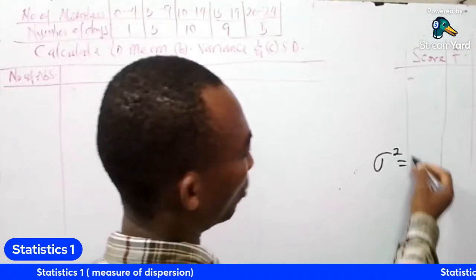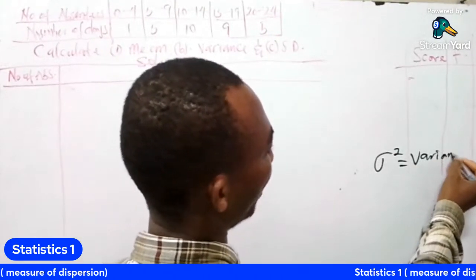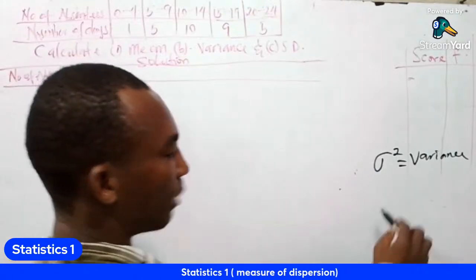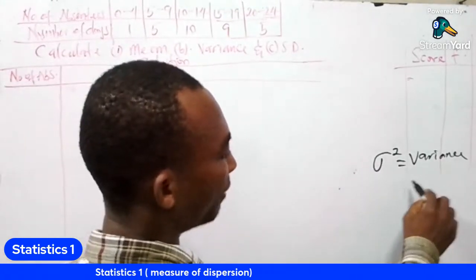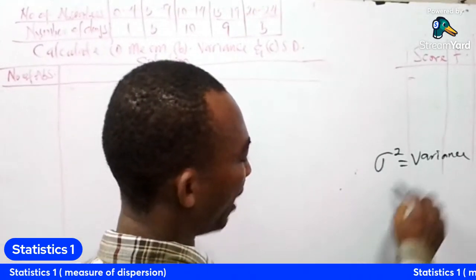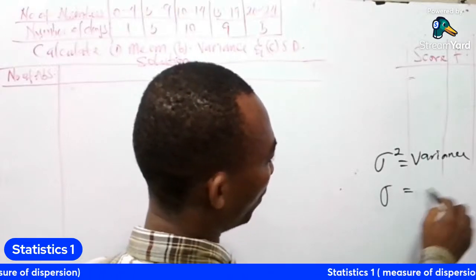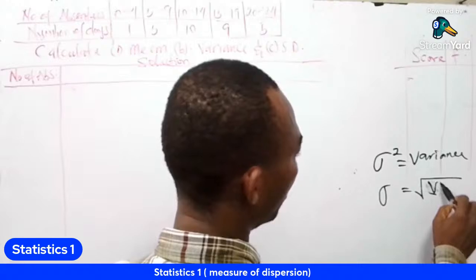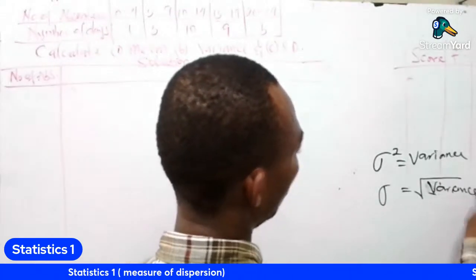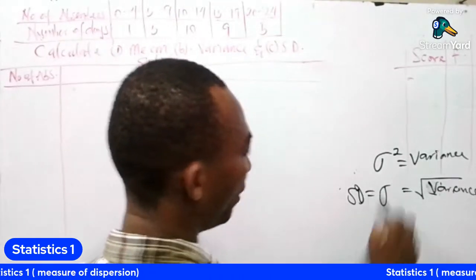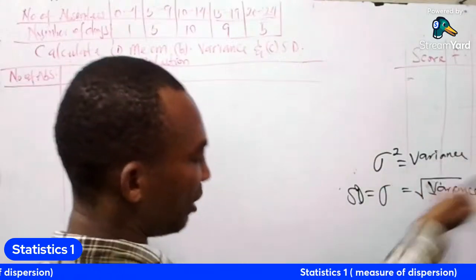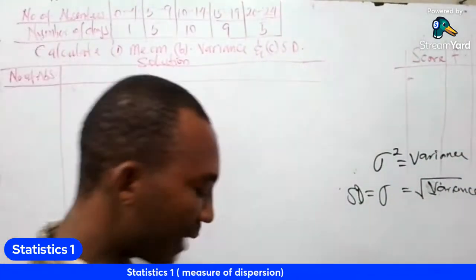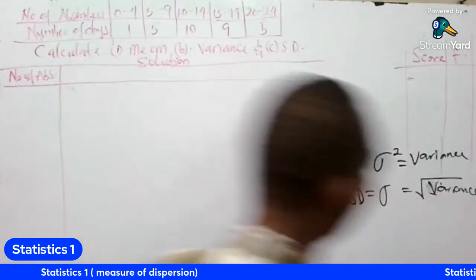Anytime you see sigma squared like this, it is referring to the variance. And the square root of that variance is the standard deviation. So it means the square root of the variance is what we refer to as the standard deviation.